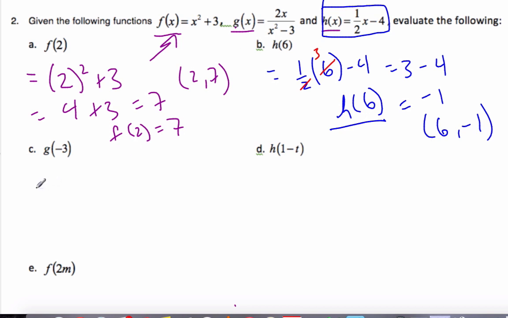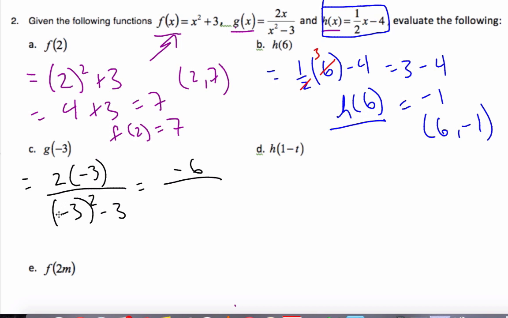g at negative 3. Well, here's my x value. I'll plug it in to 2 times the negative 3 over, I'll get negative 3 squared minus 3. I do the arithmetic on here. I get negative 6 on top. Oh, we have to be careful on the denominator. Negative 3 squared means negative 3 times negative 3, which is 9. Positive 9 minus 3, which will be negative 6 over 6.